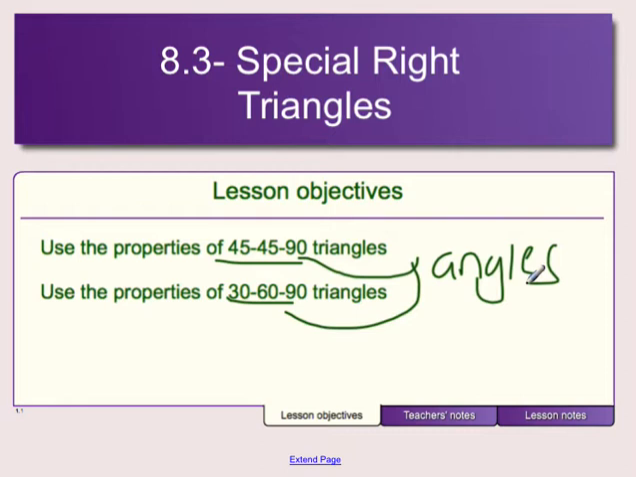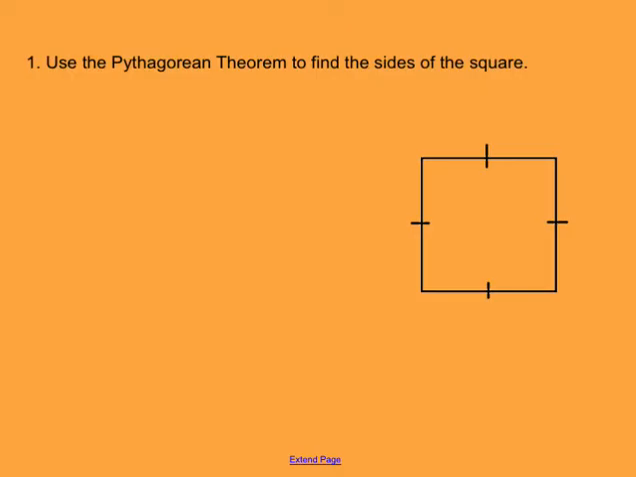So when we have special right triangles like this, there are certain rules that we can use to not even have to use the Pythagorean theorem. We can use shortcuts or special rules to get the sides in a lot faster manner. So let's go ahead and take a look at number one. So we're going to get this set up.